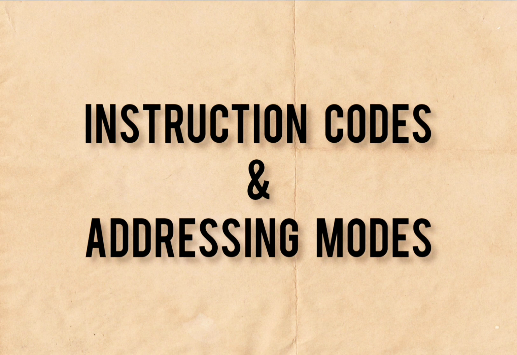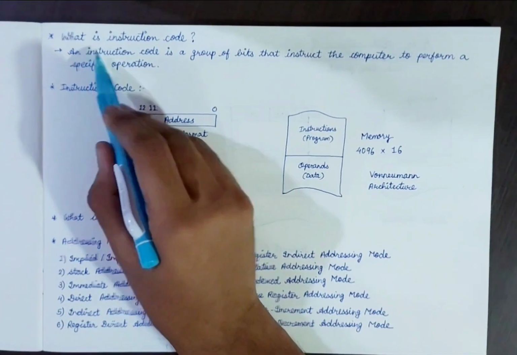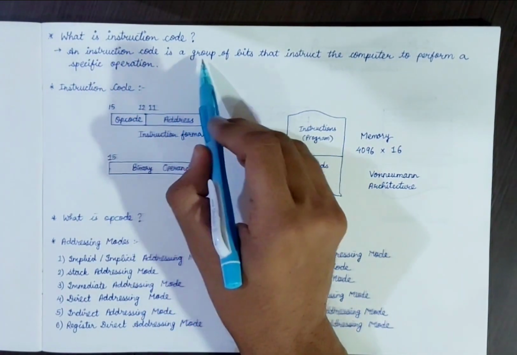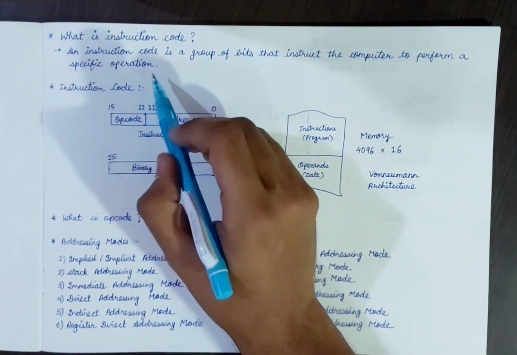So in this video we will learn some basics of microprocessor and controller organization. We will mainly focus on two topics: what is instruction code and what are addressing modes. First of all, we will see what is instruction code. An instruction code is a group of bits that instruct the computer to perform a specific operation.